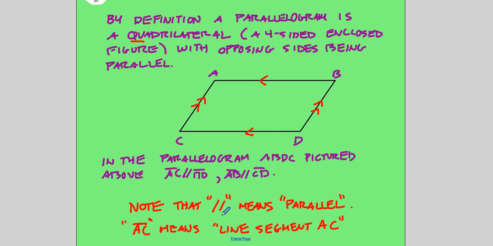So again, note that this little railroad track sign means parallel. This means segment AC. So again, by definition, a parallelogram has two pairs of opposite sides that are parallel. Here's a pair with the single arrow, meaning those are parallel, and the double arrow means these two are parallel.